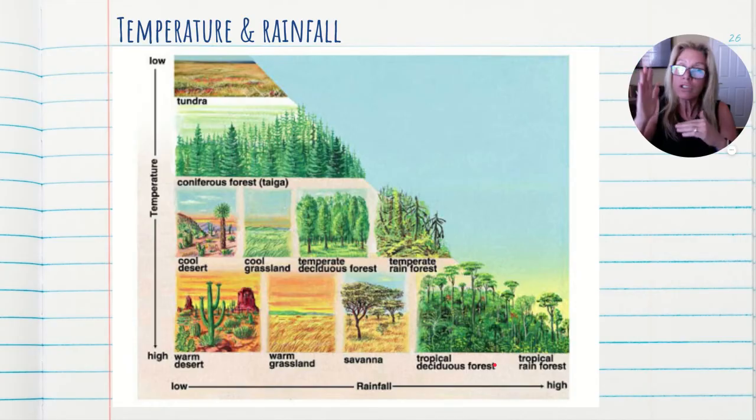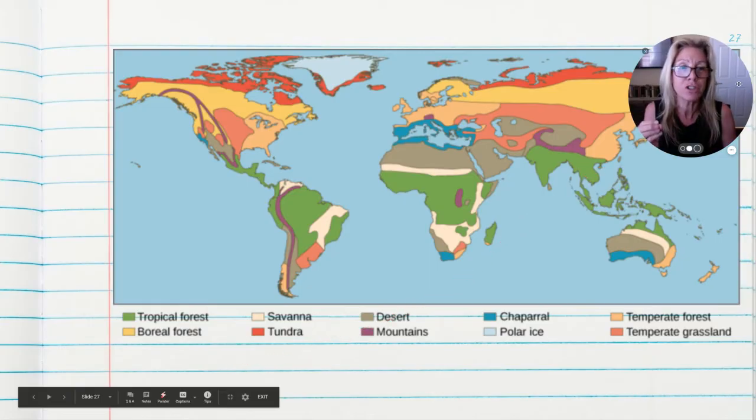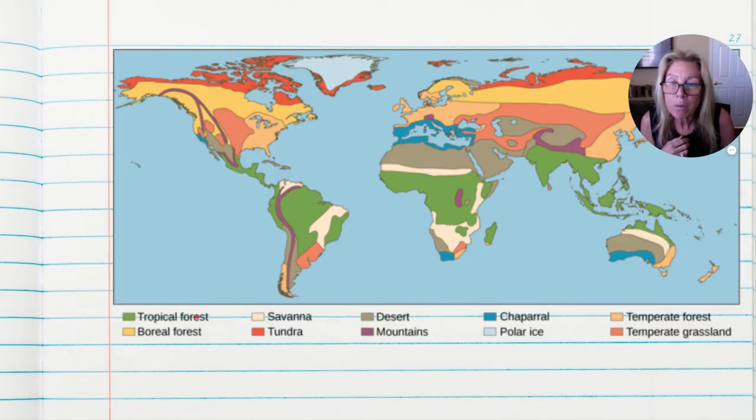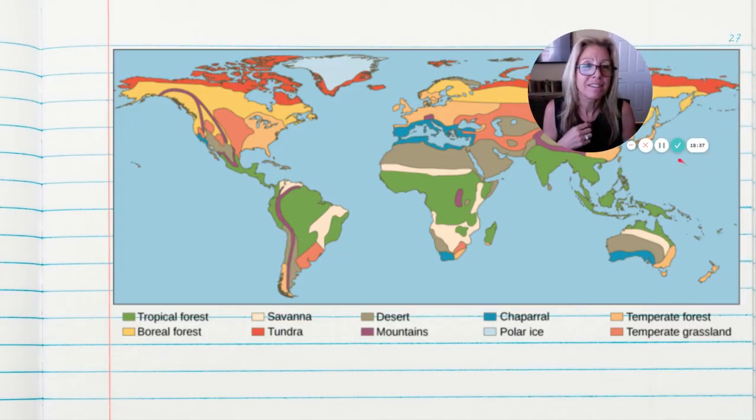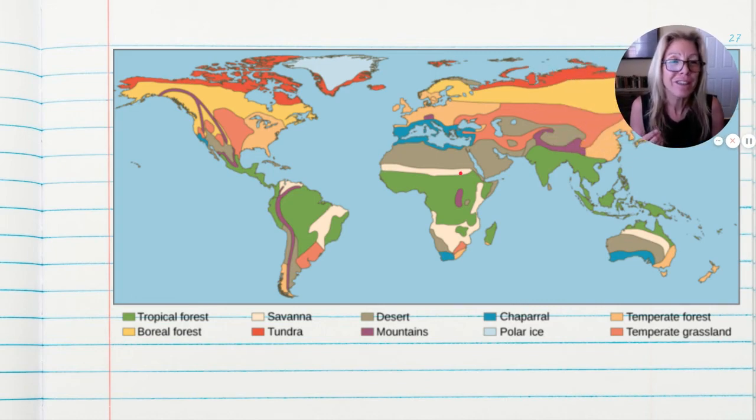So you can just look at temperature and rainfall, and you can predict the biomes. Another cool thing, let me show you this picture first. Here you can see tropical forest. Look right here along the equator.